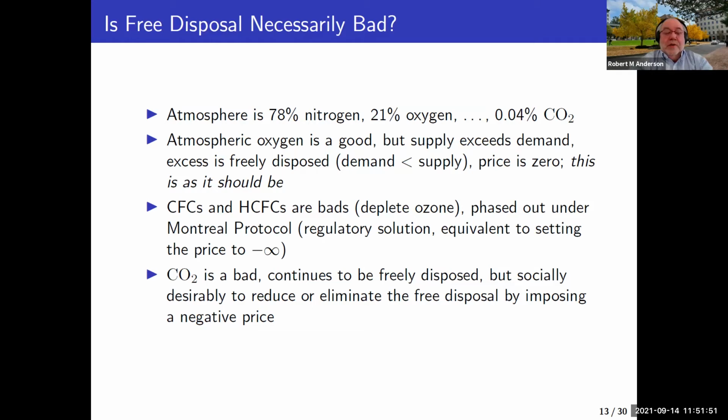And on the other hand, CO2 is bad. It contributes to global warming. It continues to be freely disposed. So, if I drive my car, I'm not directly paying a charge for the CO2 that my car generates. But it's socially desirable to reduce or eliminate the amount of disposal by imposing a negative price.